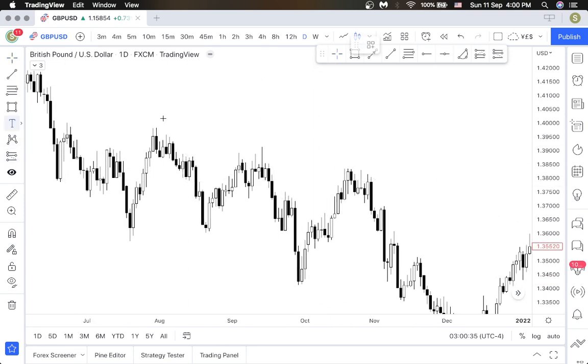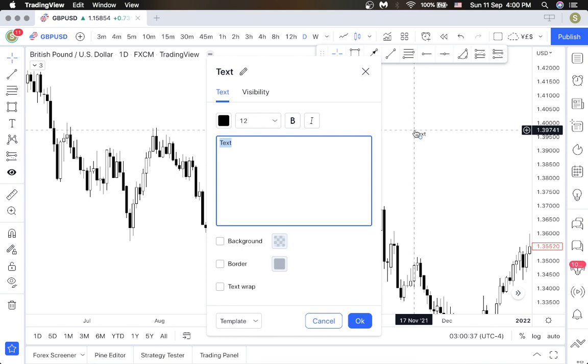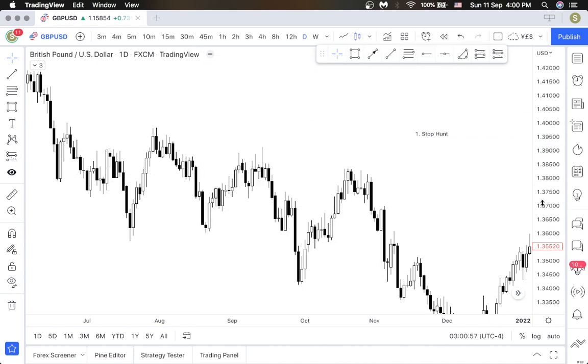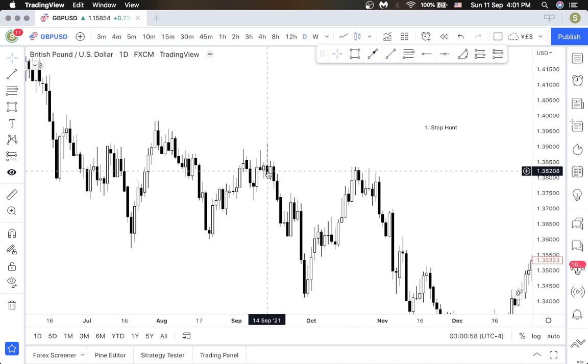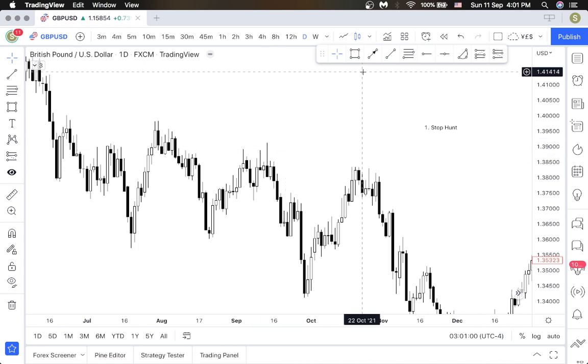Okay, so the first rule for picking OBs, or the blocks, levels of supply and demand, whatever you want to call it, is that you want to see a stop hunt. That's the first rule. You want to see a grab of liquidity.